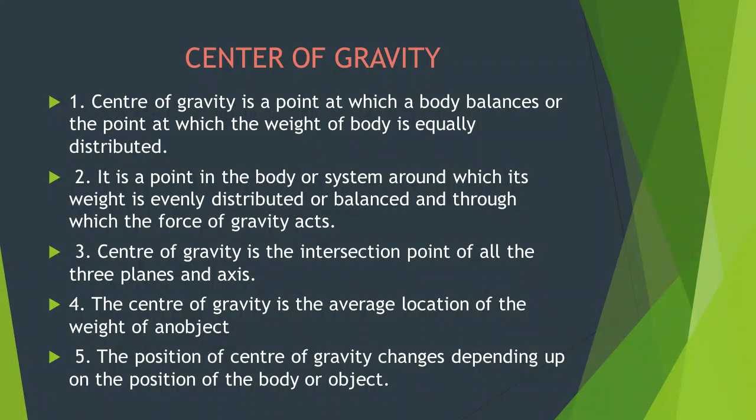Center of gravity. 1. Center of gravity is a point at which a body balances, or the point at which the weight of the body is equally distributed. 2. It is a point in the body or system around which its weight is evenly distributed or balanced and through which the force of gravity acts. 3. Center of gravity is the intersection point of all the 3 planes and axes. 4. The center of gravity is the average location of the weight of an object. 5. The position of the center of gravity changes depending upon the position of the body or object.